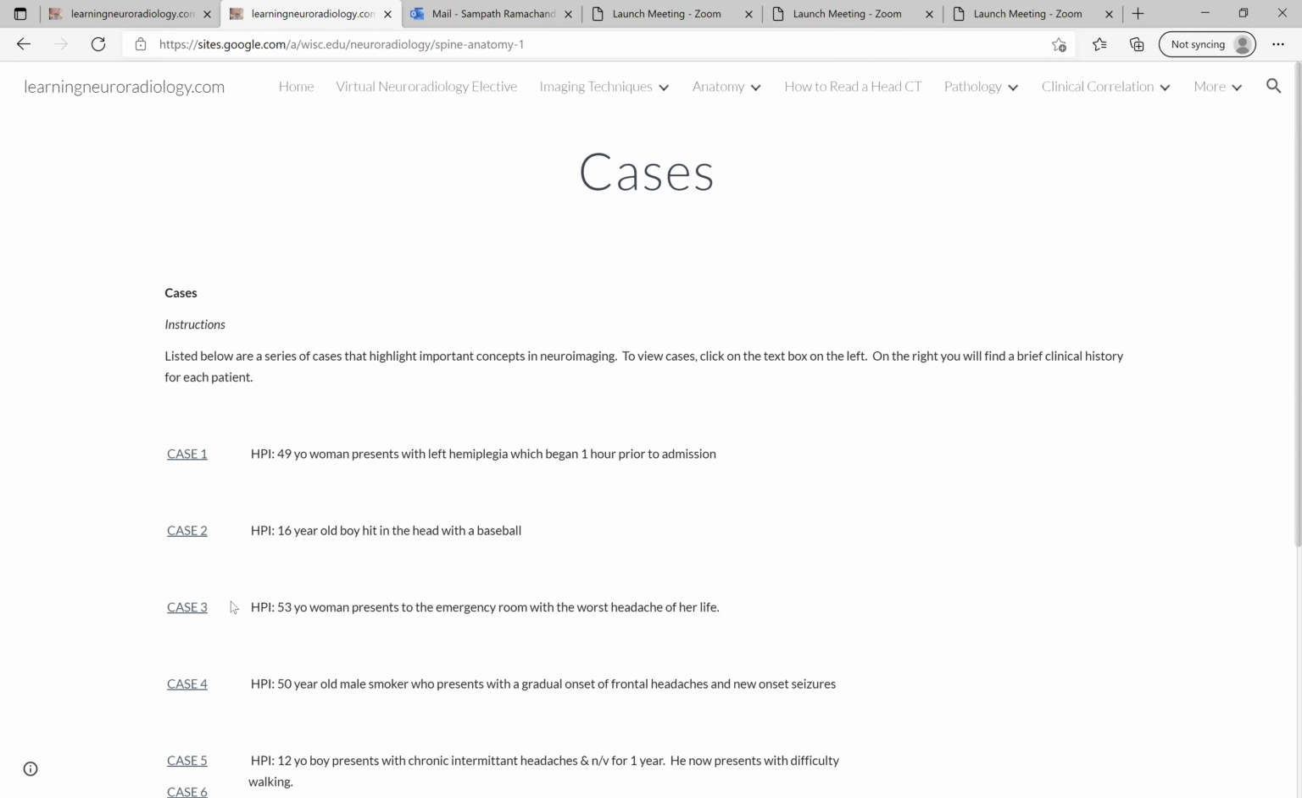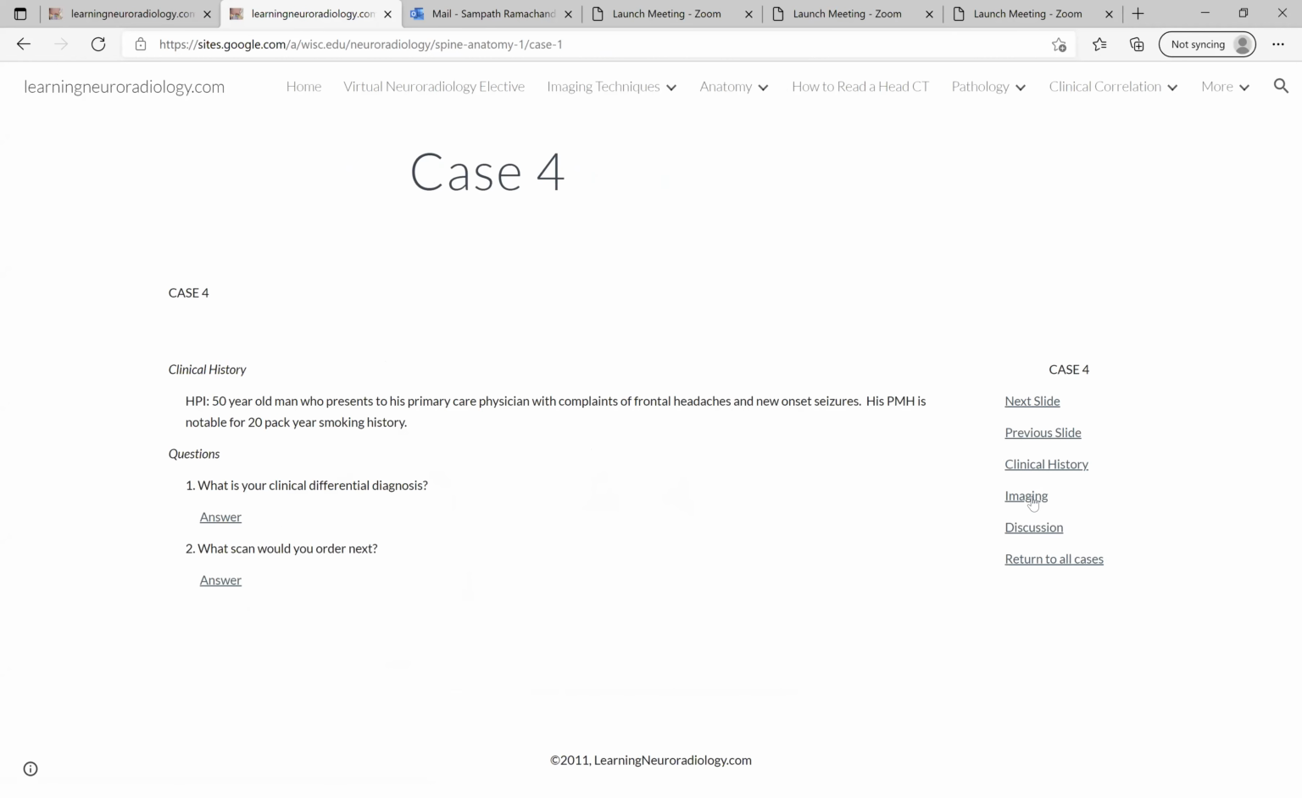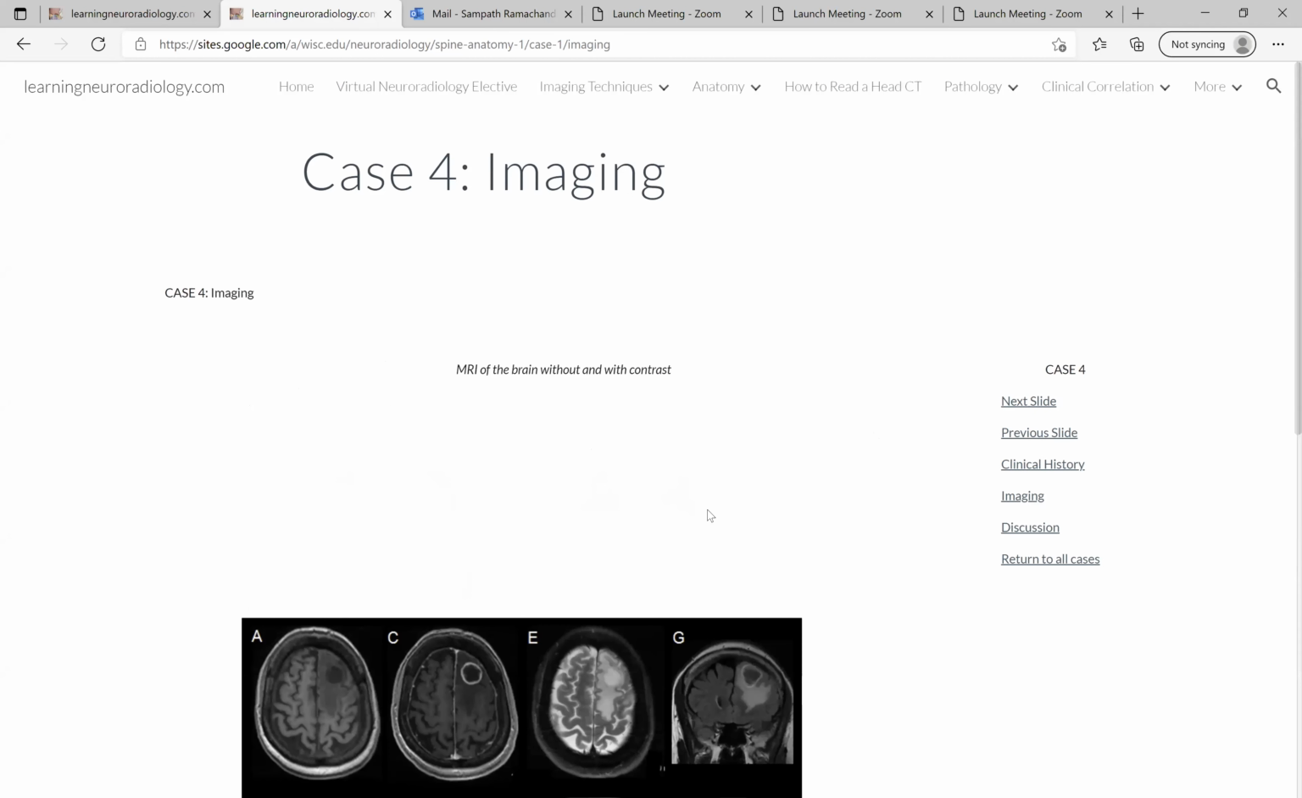And this is another case here. Let me go to this imaging. This is a 50-year-old man who has frontal headache and seizures, and he's got a smoking history. When you talk about smoking history, you can think about some kind of cancer. In this case, if you do the imaging, you can see right away. Of course, here it's an MRI, so I will probably not spend too much time here, because as you can see, there's a lesion here. And had we done a CT here, you could have just seen a big lesion.